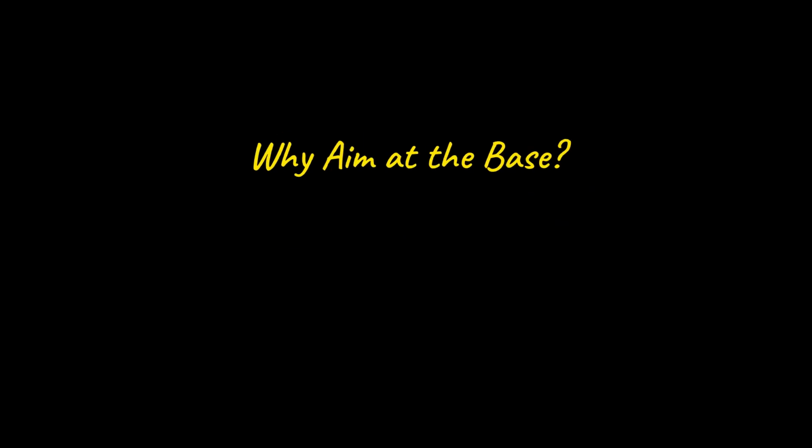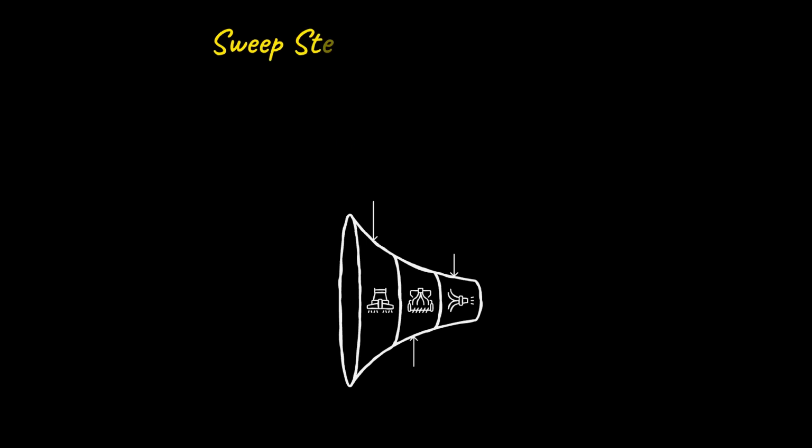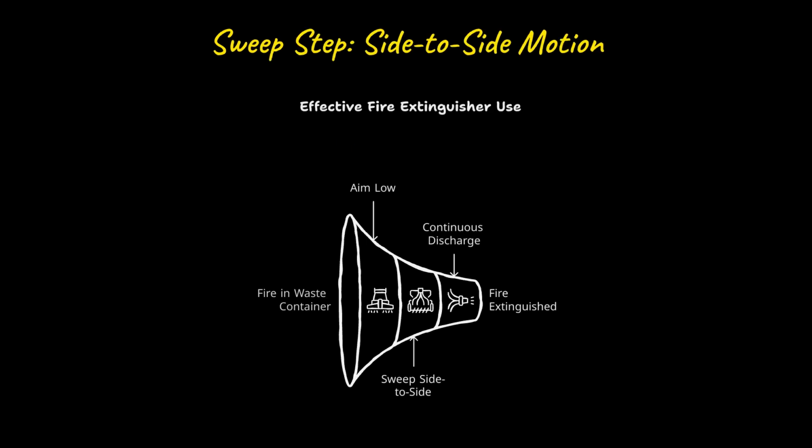Aiming at the base smothers the combustion reaction at its source. Directing agent at the visible flames lets them re-establish the moment the agent passes through. Spraying at smoke wastes the entire charge because smoke contains nothing burnable. The sweep step distributes agent evenly across the full width of the burning area. A stationary stream exhausts the extinguisher before covering all the fuel. Continuous side-to-side passes deprive the entire fuel base of the oxygen and heat needed to sustain combustion.